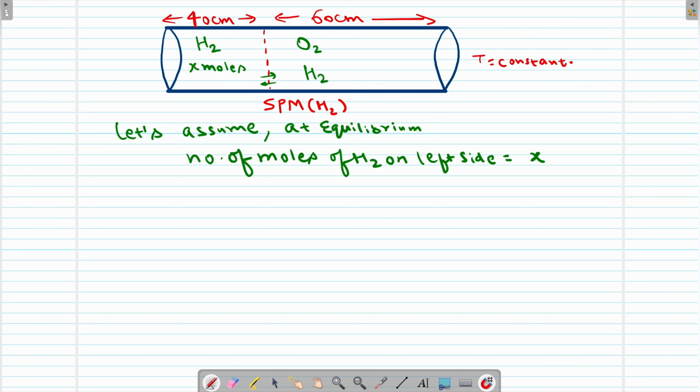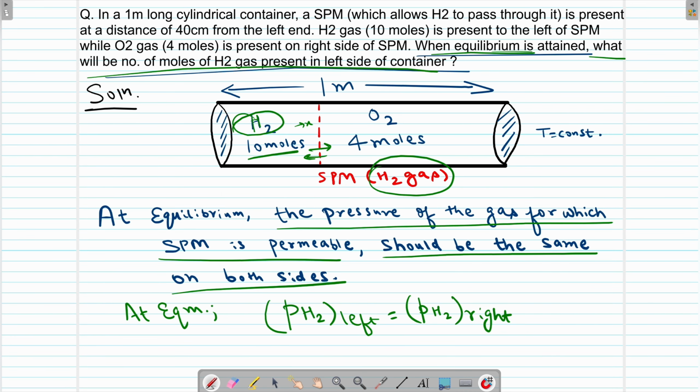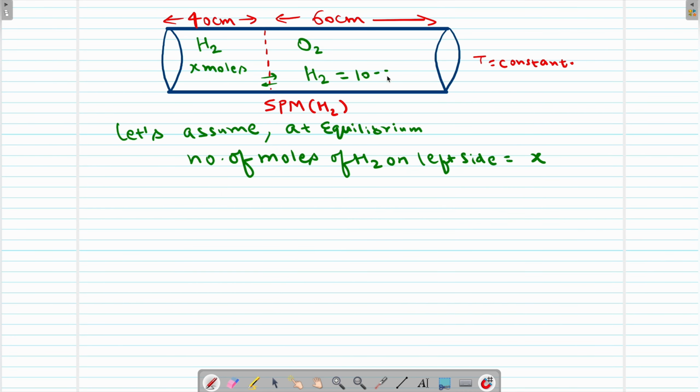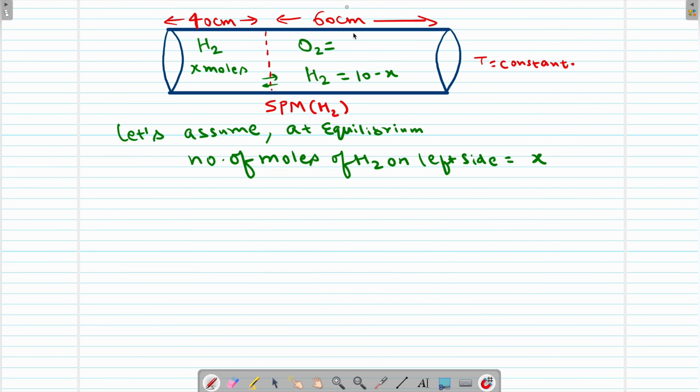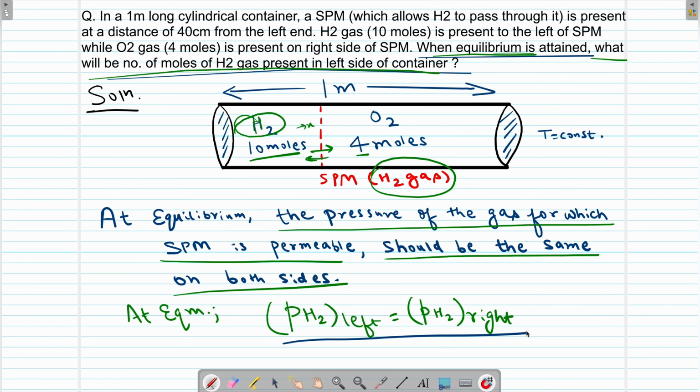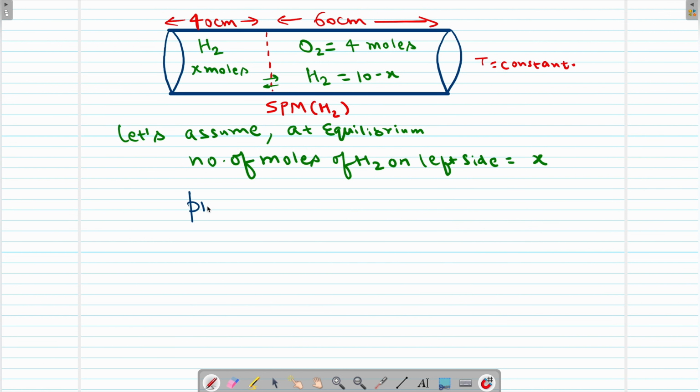So what will be the number of moles of S2 on the right side? It will be total minus X, so 10 minus X. Similarly for O2, since it hasn't moved to the left side, it will remain the same. O2 on the right side will remain as 4 moles. Now we can solve this problem simply by using this simple funda that the pressure of S2 on the left side should be the pressure of S2 on the right side because the SPM is permeable only for S2 gas. So PS2 on left should be equal to PS2 on right.